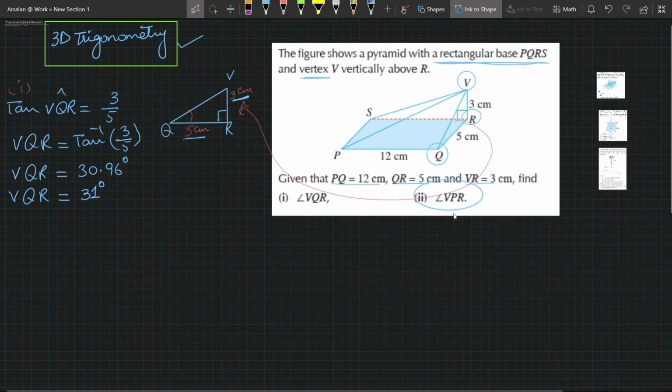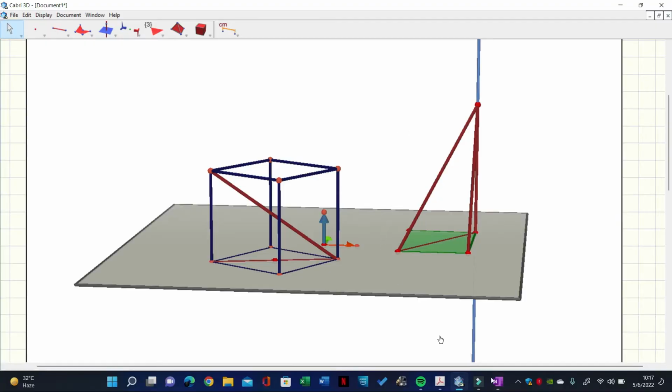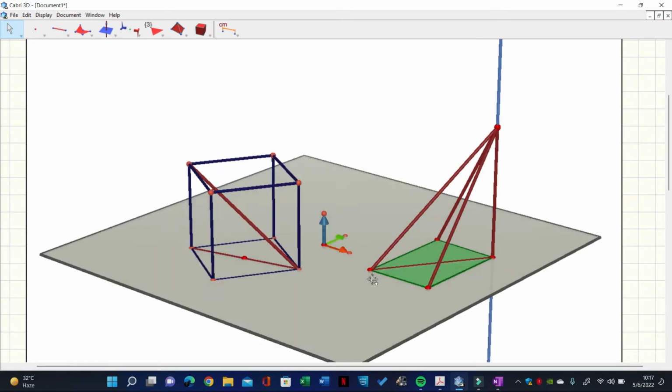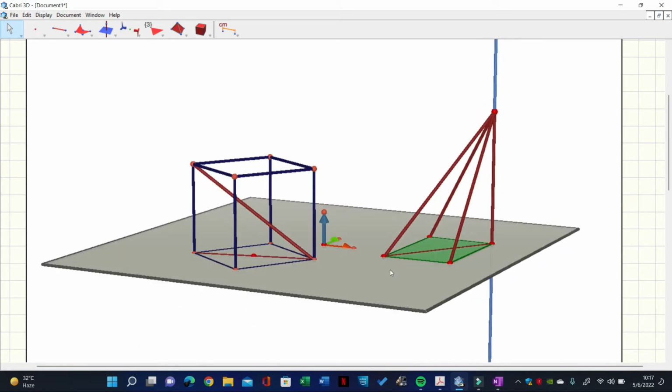Similarly, the second part, VPR. Let me erase the extra lines. The angle VPR is formed at P, where this is V, this is P, and this is R. Now you see that we need to draw the diagonal of the rectangular base. I need to draw this diagonal, right? I can show it in 3 dimensions so you can better understand this. Here is this line, and this is the diagonal line.